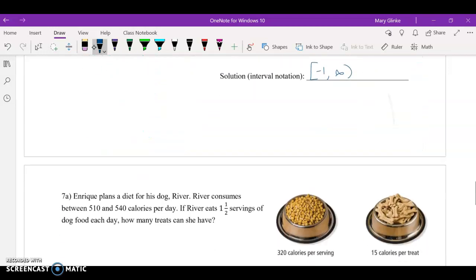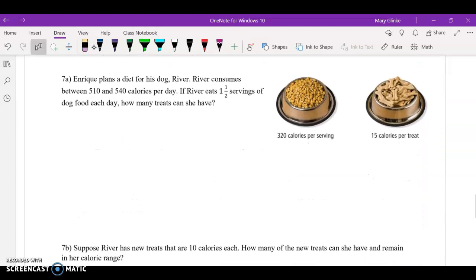So let's go ahead and take a look at this word problem here, an example of a compound inequality now in words. So we have a diet for a dog. The dog's name is River. So River consumes between this many calories every day. This means she has to consume greater than 510 and less than 540. This is an and problem. So 510 is my low end, 540 is my high end. We have to be somewhere in between there.